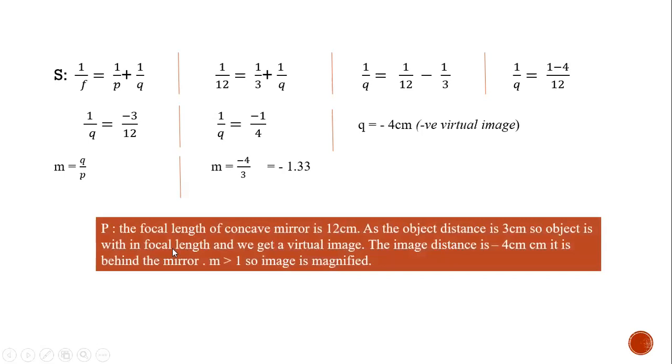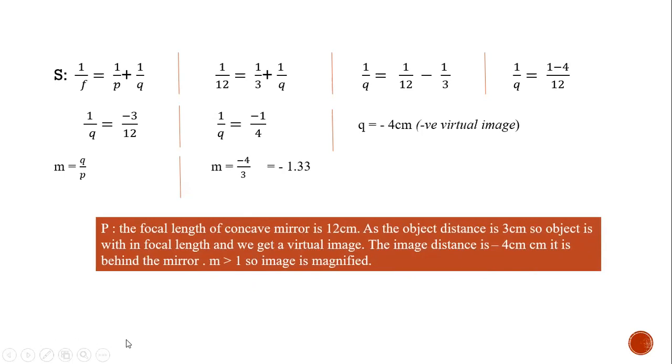Now, what is the conclusion? The focal length of the concave mirror is 12. As the object distance is 3 centimeter, so object is within the focal length, and we get a virtual image. The image distance is minus 4 centimeter. Minus indicates that it is behind the mirror, and m is greater than 1, 1.33. So image is magnified. So these are the three sorts of problems that you can come across in the word problems.